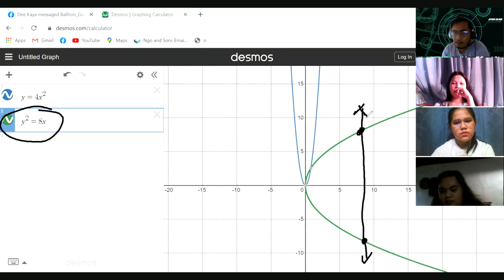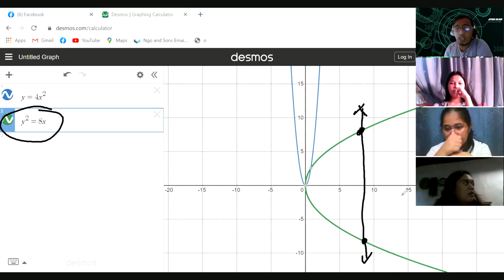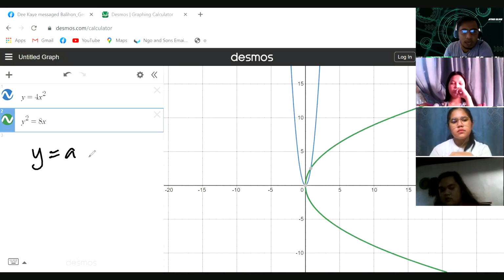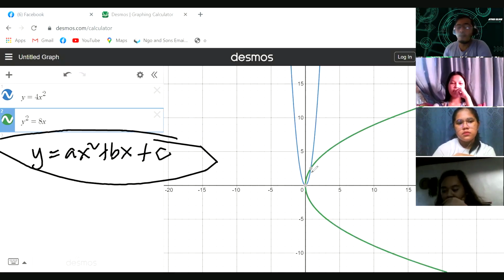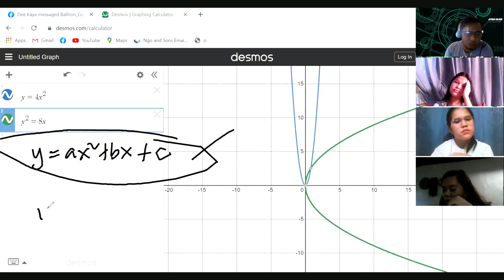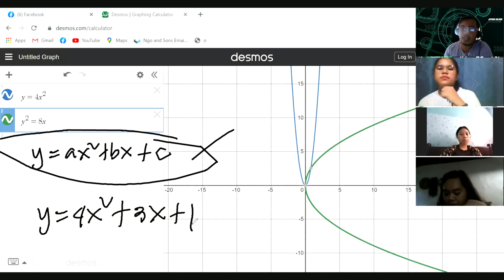You can still graph it, but as you look at the graph, it is not a function because it will cross your vertical line more than once. Okay? But what we discussed today are those special functions only. That is why I only provided the form y equal to ax squared plus bx plus c as the quadratic function. Okay? Nasabtan? So quadratic function will be of this form. One example for that is y equal to 4x squared plus 3x plus 1. That is a quadratic function.